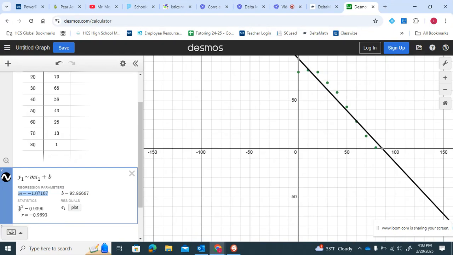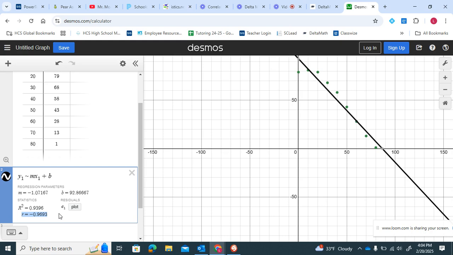So again, capital R squared is not something we have to know for this class, but lowercase r is the correlation coefficient. And because it's negative 0.969, that would mean that there is a strong negative correlation between latitude and temperature. So they're correlated, they're related strongly, but in a negative way. So as latitude increases, temperature decreases. That's what the negative correlation means.